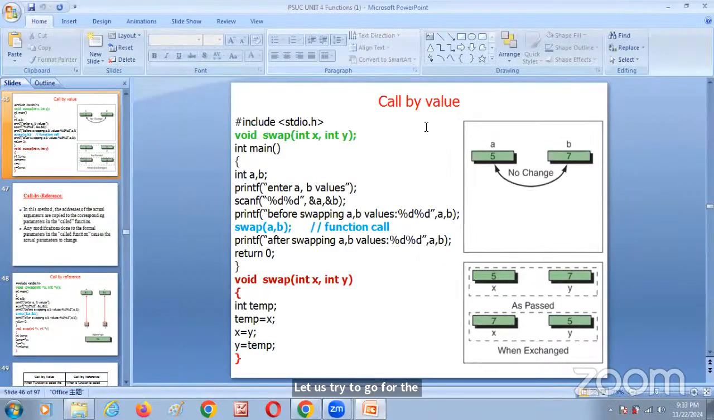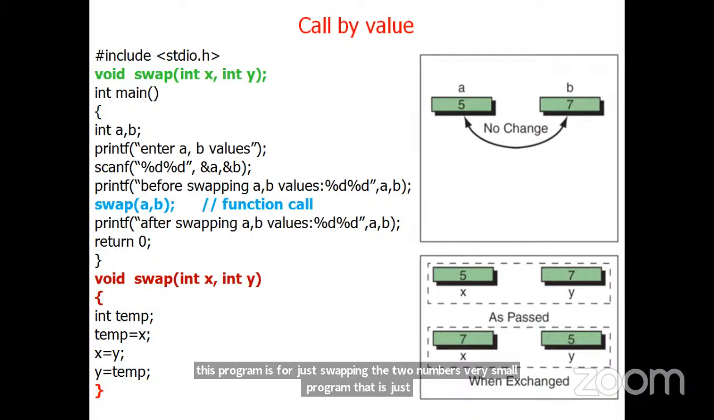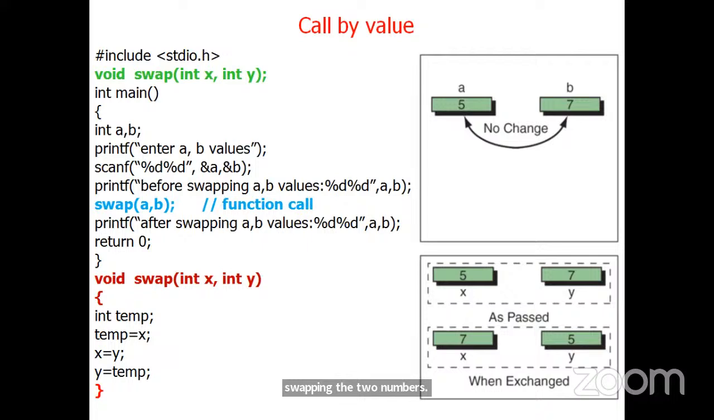So what is this? Call by value. Try to observe the program carefully. This program is just for swapping two numbers. A very small program that is just swapping two numbers. I am going to explain this swapping of two numbers using call by value.